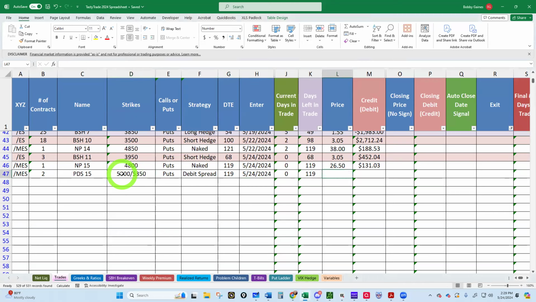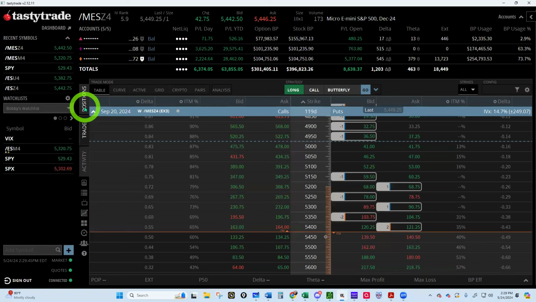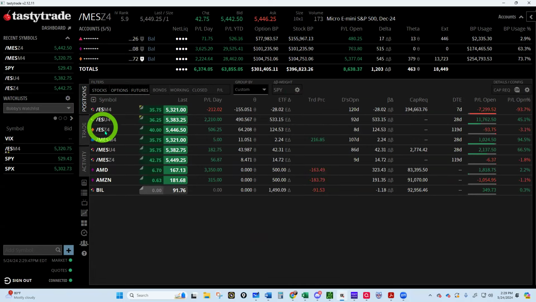5,400, 5,350. And we did that for 1,675. A lot more than I wanted to pay. See, and I actually paid more, right, than what I normally would have. So I took actually a debit on these two trades. But altogether, we took a little bit of a credit there. So that's fine. So let's go put those in the 5,400, 5,350s. And we'll call those PDS 15s.